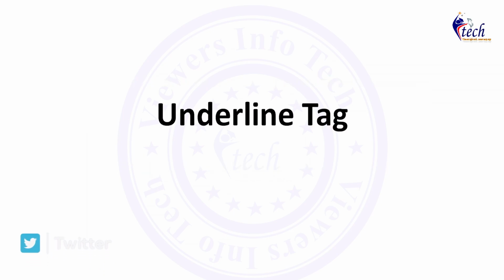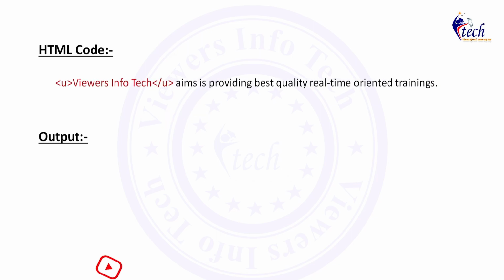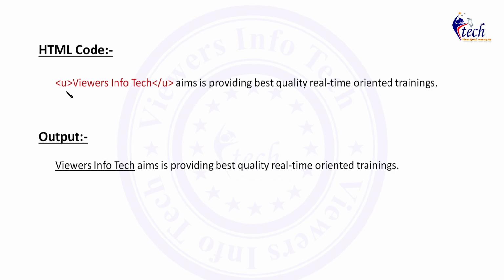And next coming to the underline tag. Suppose if you want to underline some particular text in your project, so you need to use the underline tag. Suppose if you observe here, the first line is applied underline tag and the second line is not applied underline tag. So the HTML code look like this. Suppose if you want to underline some particular text, you need to write in between the U tag. U tag means underline tag. So the output look like this. And Viewers Info Tag is underlined.